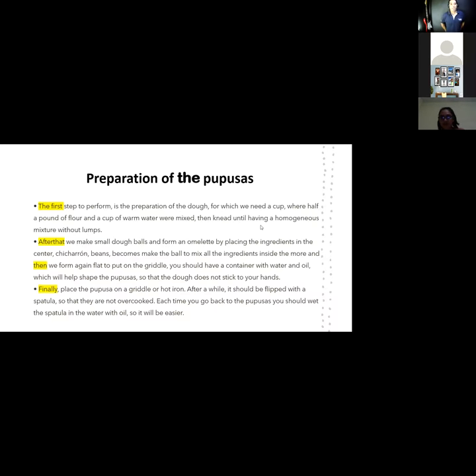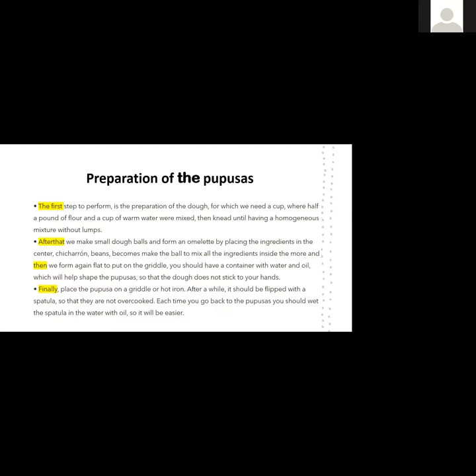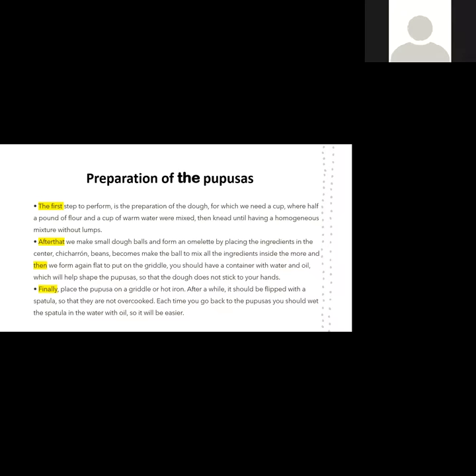Preparation of the pupusas. The first step to perform is the preparation of the dough, for which we need a cup of flour and a cup of water. We're mixing until we have a homogeneous mixture without lumps.